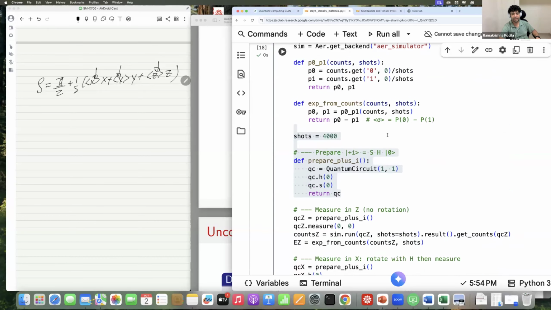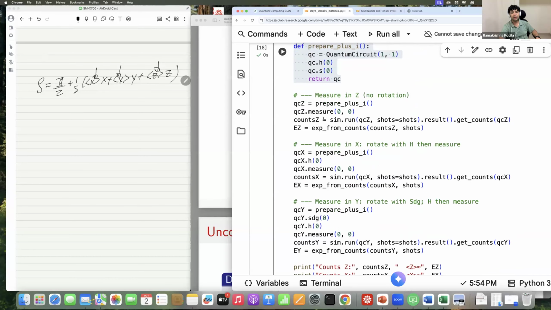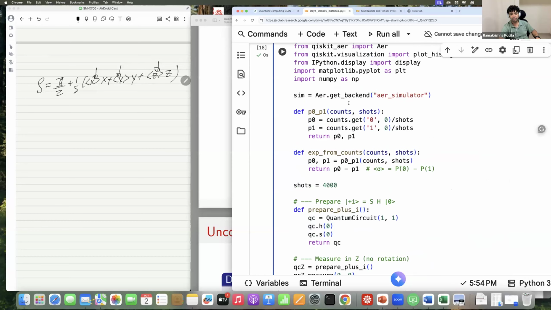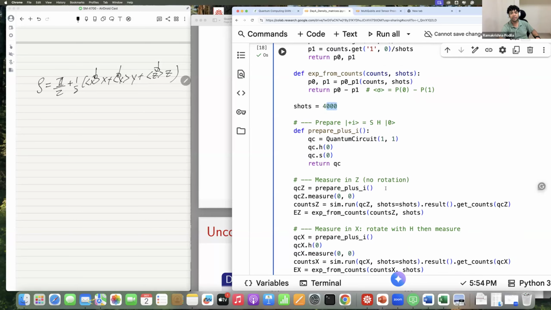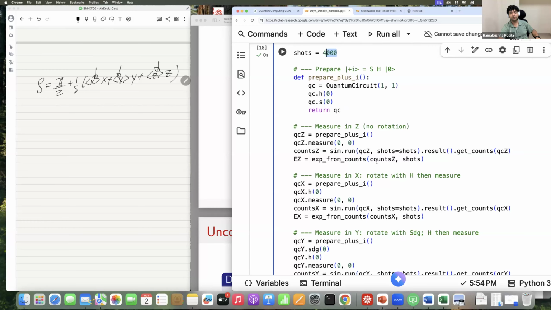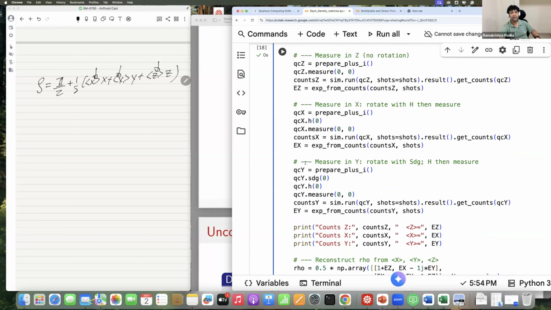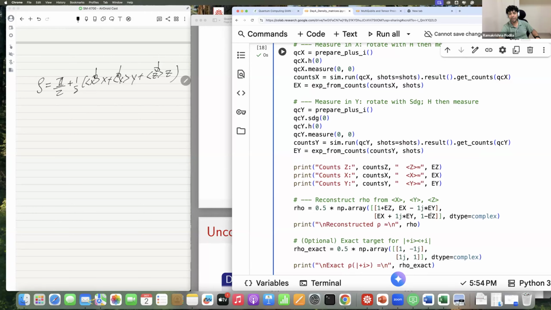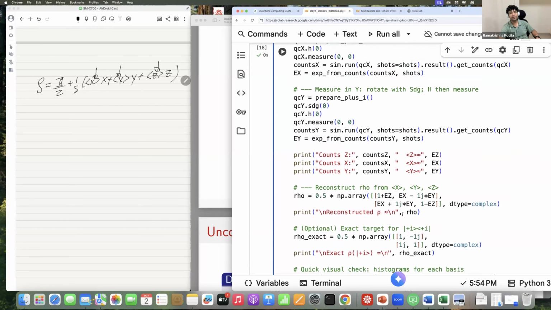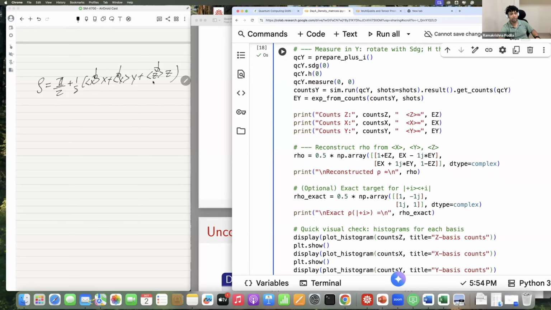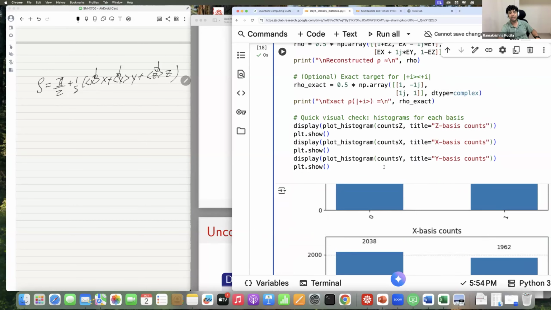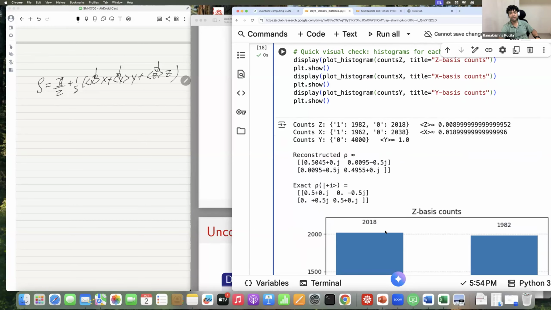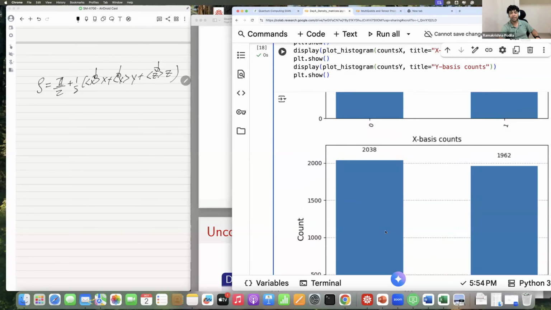So I prepared the state. I'm measuring the expectation of Z. So I'm doing 4,000 shots so I can get an expectation value. I can get an average value. And so from there, I'm getting the expectation value of Z, and then the expectation value along X, the expectation value of Y, and then I'm doing the linear combination of whatever are the X, Y, Z matrices. And then you can see the combinations, right? And from there, you can build the density matrix.